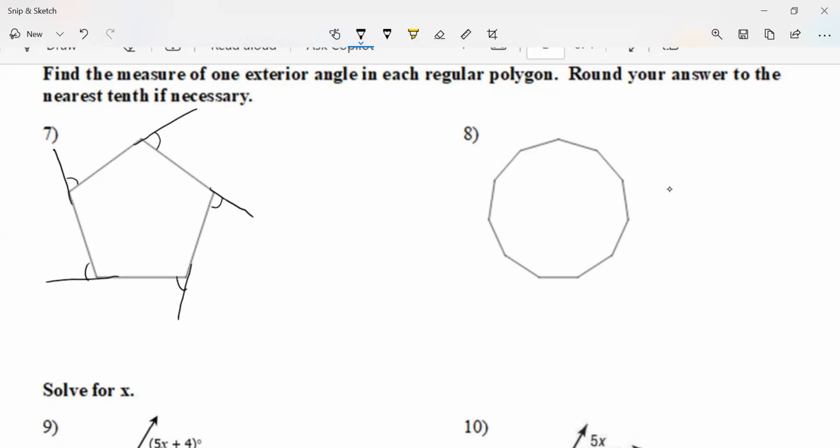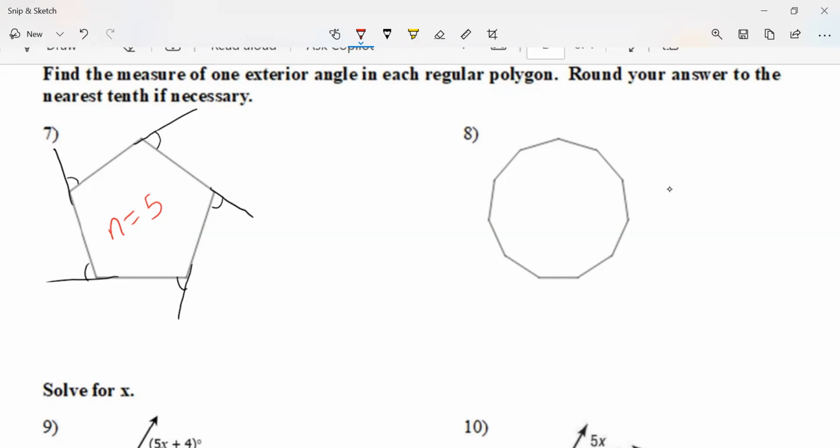Now, I'm going to count how many sides my polygon has. In this case, I have 5 sides. Now, the angles on the outside, it doesn't matter how many we have, they always add up to 360. The angles on the inside do vary. The angles on the outside always equal 360. So I'm asking, how much is one of them?